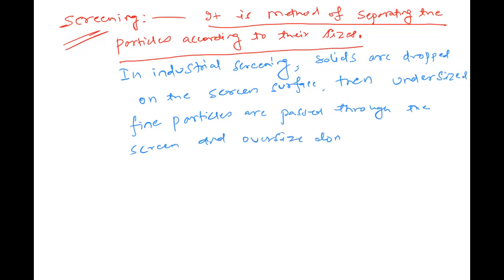Oversize means retained on that screen. Undersize will pass through that screen, while oversize will be retained on it. So is it clear? This is what we are doing in screening. It is the method of separating the particles according to their sizes. Tell me whether it is clear or not. Is it clear to all of you?